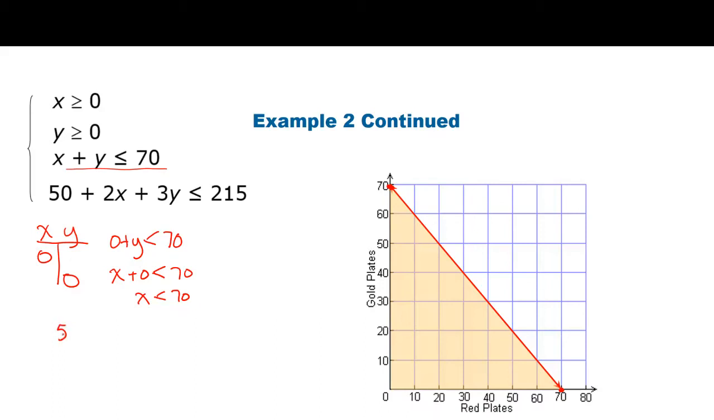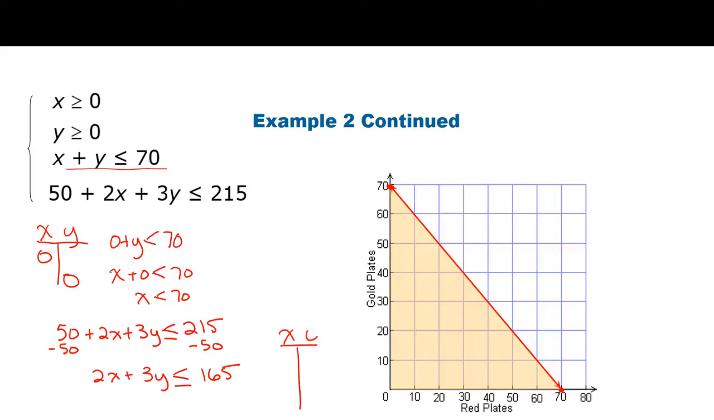Our next equation is slightly more interesting, but not by much. So we have 50 plus 2x plus 3y is less than or equal to 215. Let's subtract 50 from both sides, and that leaves us with 2x plus 3y less than or equal to 165. Again, I'm just going to use our intercepts to help us.